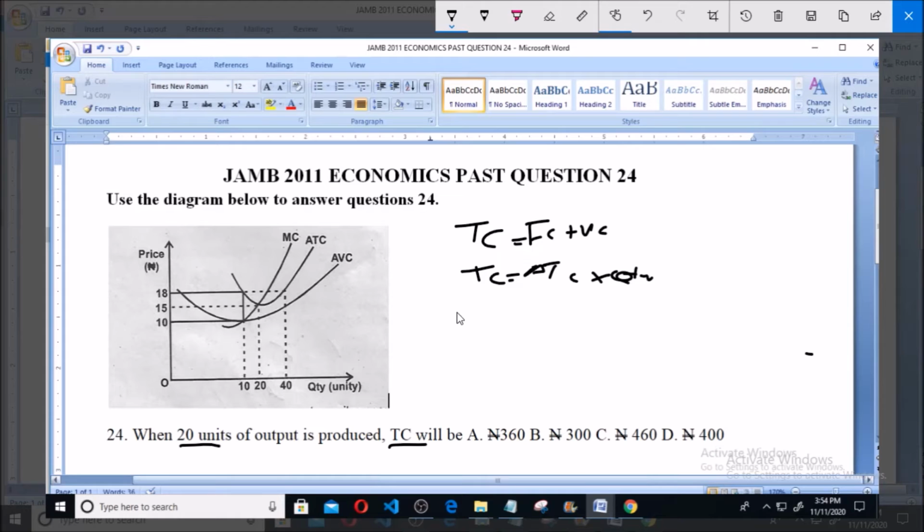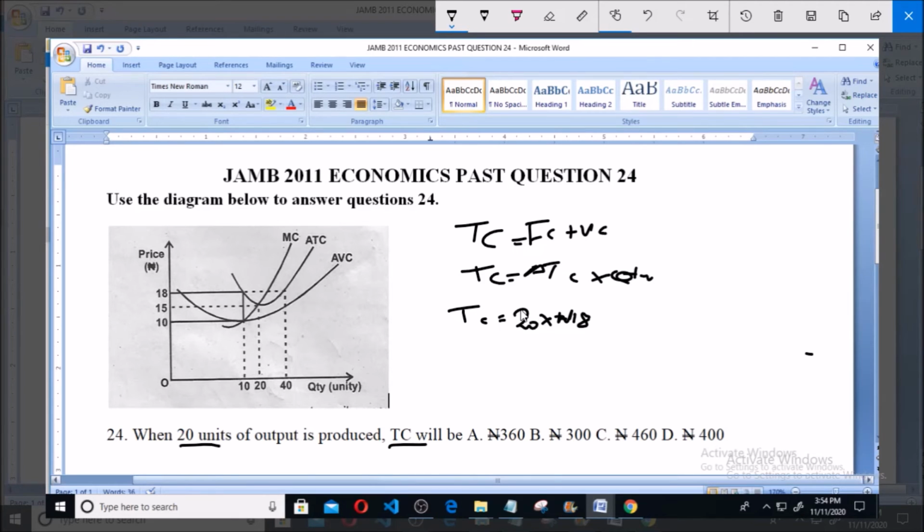So from our question, 20 units is the quantity. So our TC will be equal to 20 units times 18 naira.